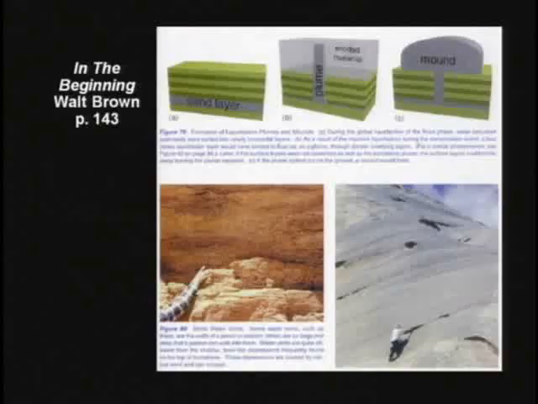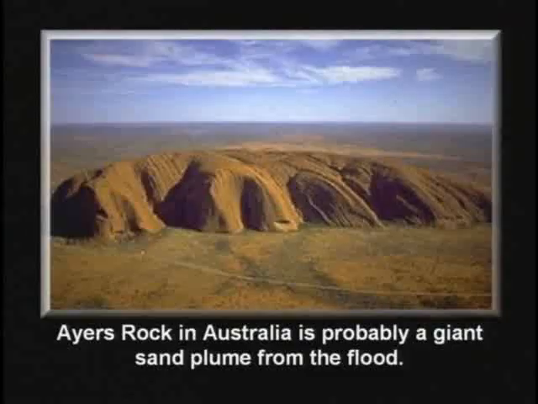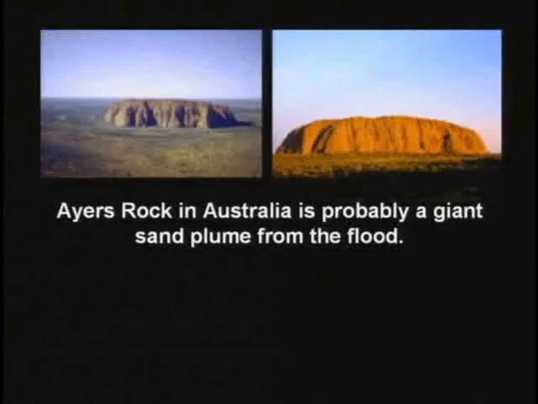Also, as some layers are less dense, they get covered up by more dense layers. If conditions are just right, the less dense layer will all of a sudden shoot to the top. It'll break its way through, and it causes what's called a sand plume. These sand plumes can harden, and probably Ayers Rock in Australia is a giant sand plume, best explained by the flood. If you look at these sand plumes closely, you'll see they have air bubbles all over them. That was the air. The tunnels all over them, that was the air coming out.